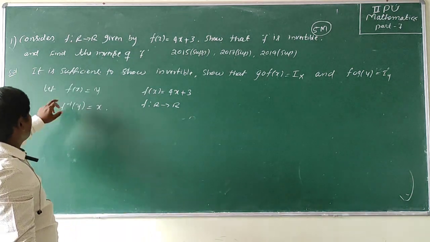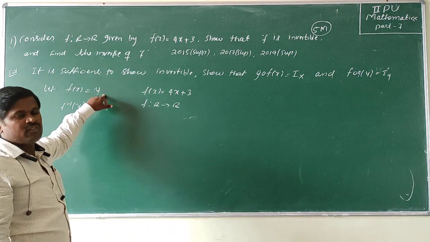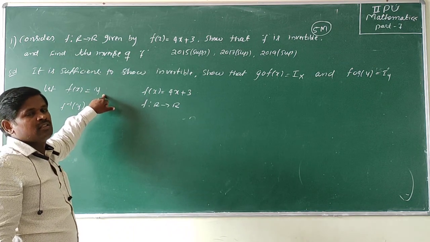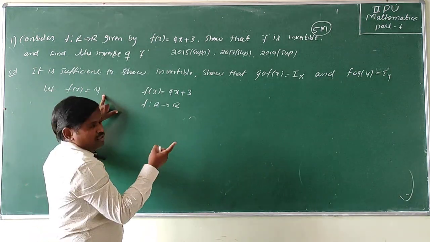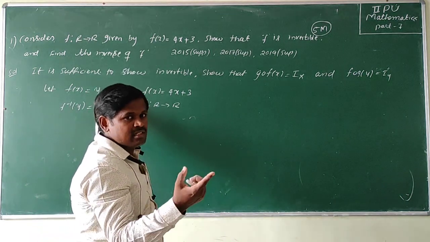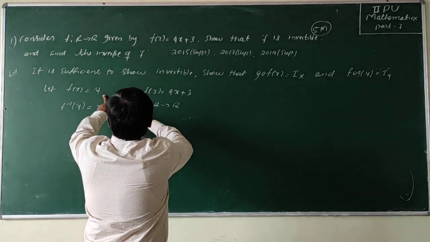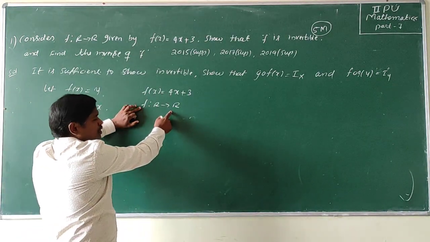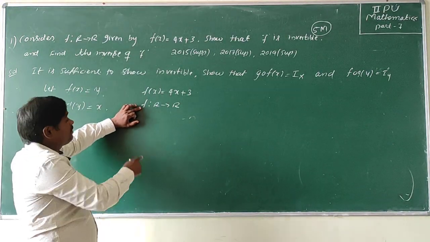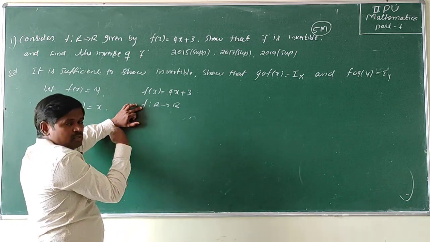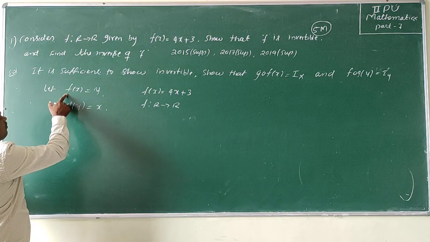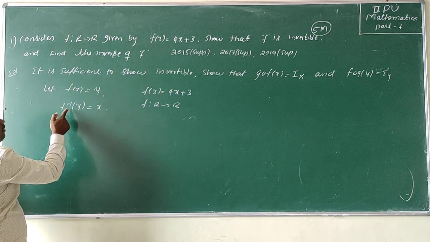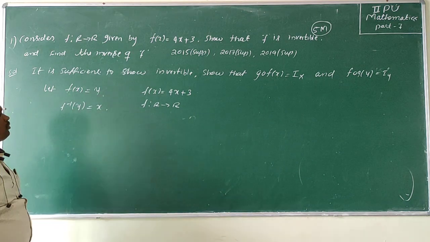So I am taking f of x is equal to y. We are going to find another function, that means the inverse. f is varying from R to R, so g is also varying from R to R, and g is taken as f inverse. So f of x is equal to y. Therefore f inverse of y is equal to x.